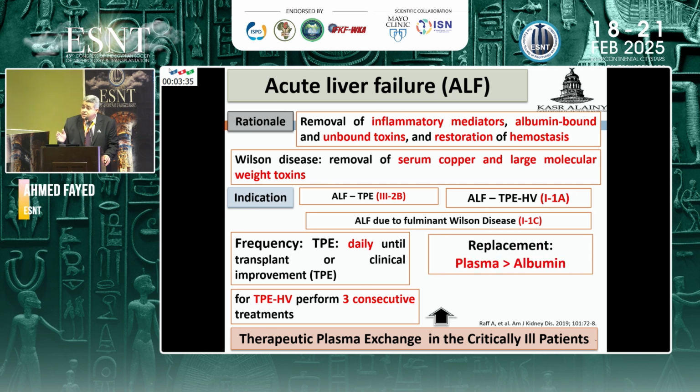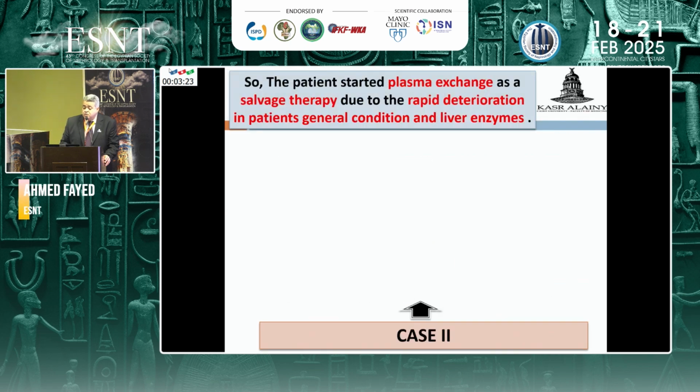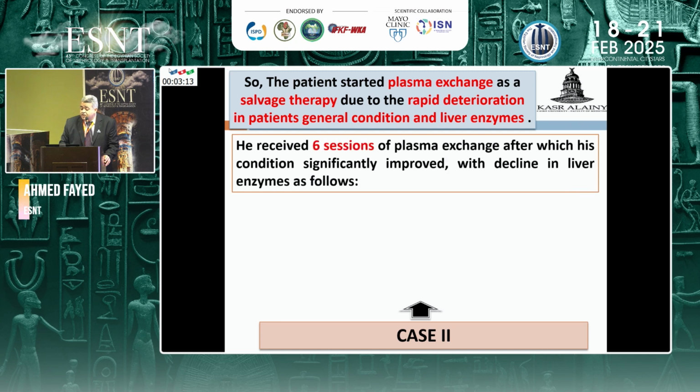And the replacement mainly by plasma more than albumin. And the target is to remove according to the volume status, not 1 or 1.5 volume as the usual. It is 8 to 12 liter exchange in the high volume plasma exchange. So we decided to do the plasma exchange as a salvage therapy for this patient due to the rapid deterioration of the general condition and also the elevated liver enzyme.